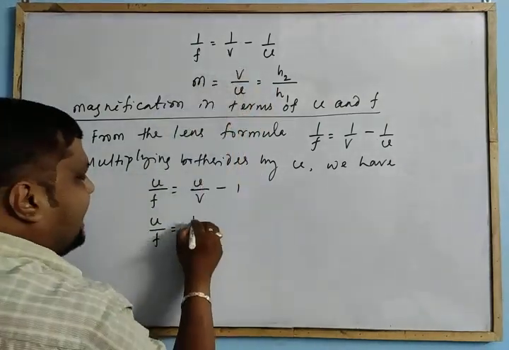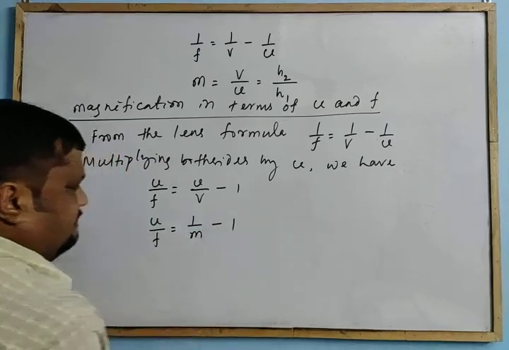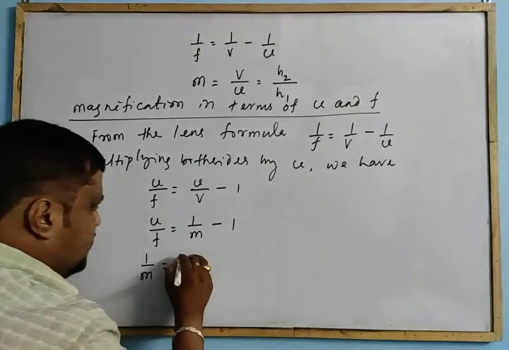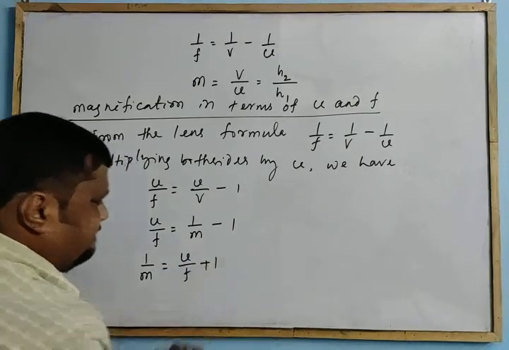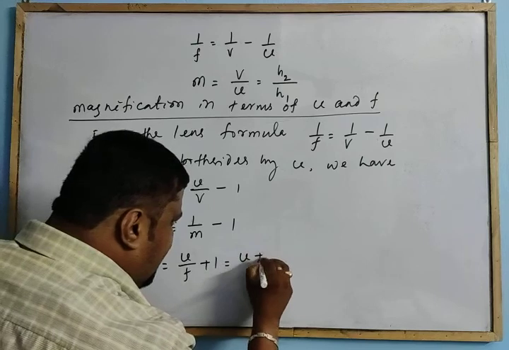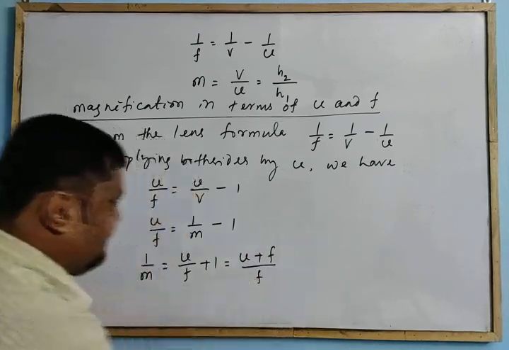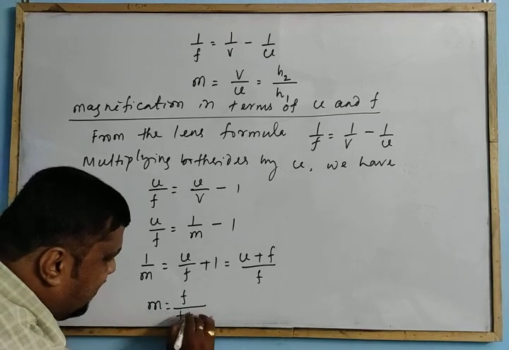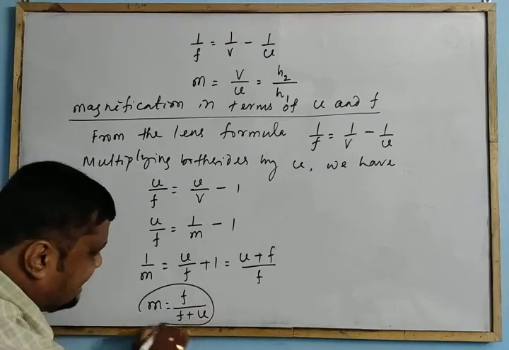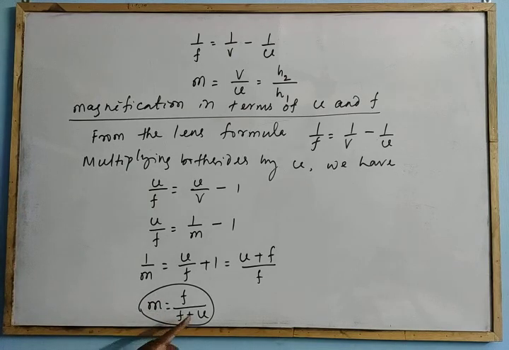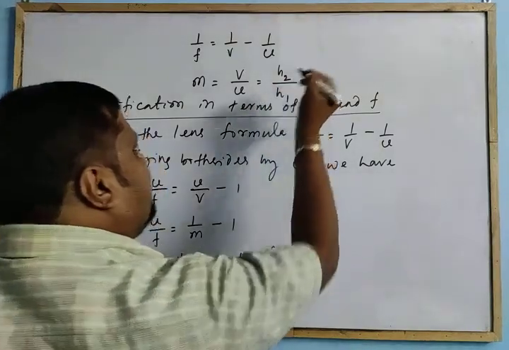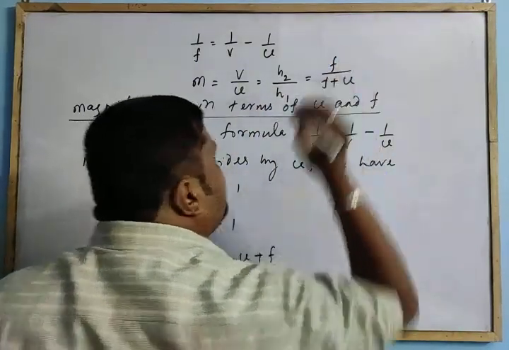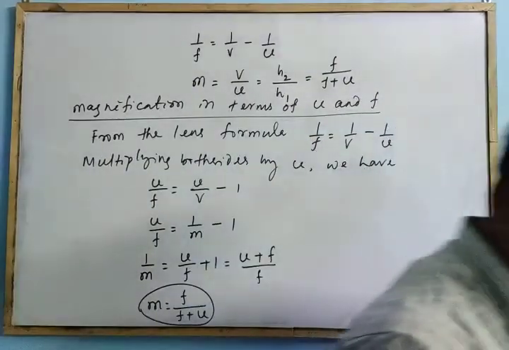So u by v is equal to 1 by m, so I can write 1 by m minus 1 equal to u by f, or 1 by m equal to u by f plus 1, or this equal to (u plus f) by f. Or m is equal to f by (f plus u). This is the expression in terms of f and u. So m is equal to f by (f plus u). Clear?